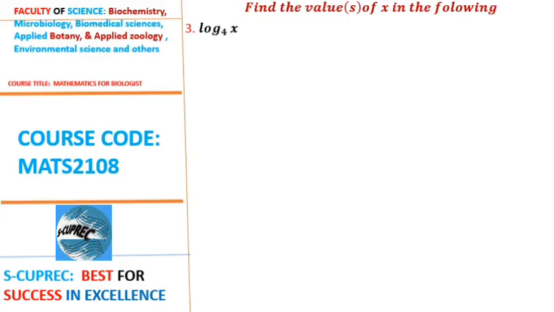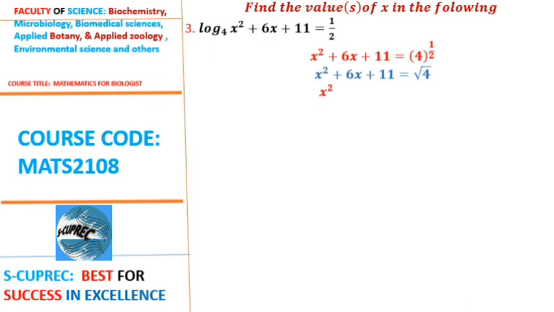Okay, question number 4. If we have the log of x raised to the power 2 plus 6x plus 11 to the base 4 equals 1 over 2, we have the same approach. We convert this into index form, so we are going to have x squared plus 6x plus 11 equals 4 raised to the power half. And you know that 4 raised to the power a half is the same as what? The square root of 4, which is 2. So we have x squared plus 6x plus 11 equals the square root of 4, all of that raised to the power 1, which is the same as 2.